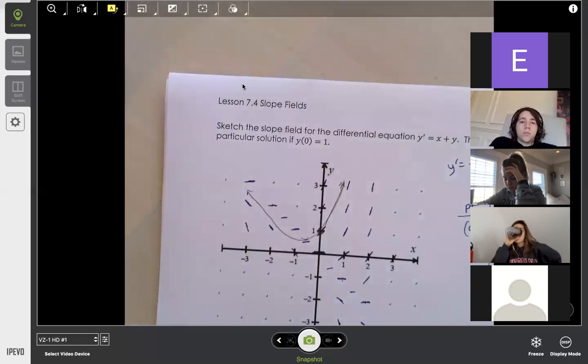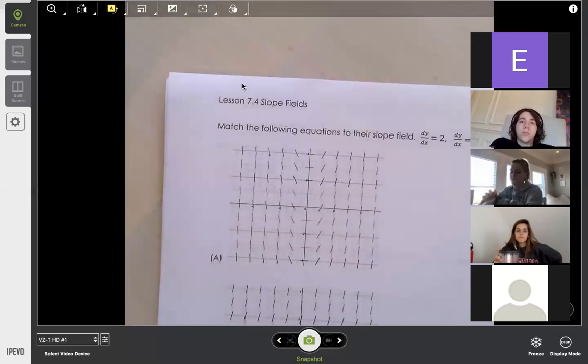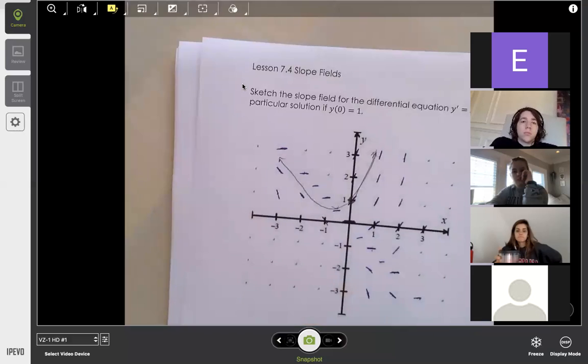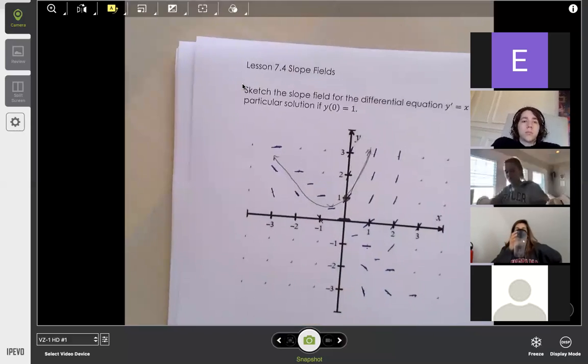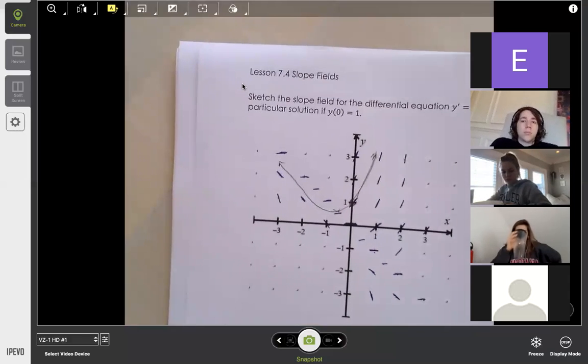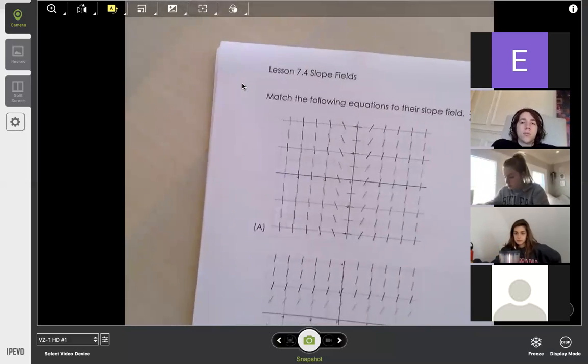It's easier the more points you have. So if we look at the next, sometimes they give you a bunch of points and then you just fill in the slope. It's just kind of, hey, let's look at it and see what would sort of fit. It's not a real precise thing at all, if that makes sense. All right, match the following equations to their slope field. I'm going to give you a minute to do this.